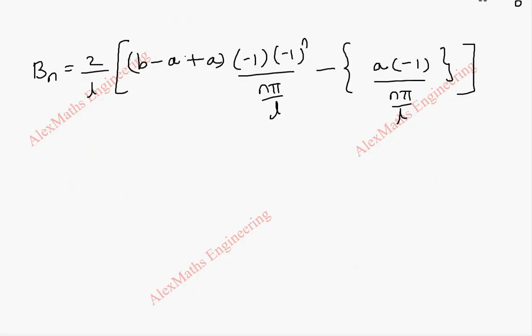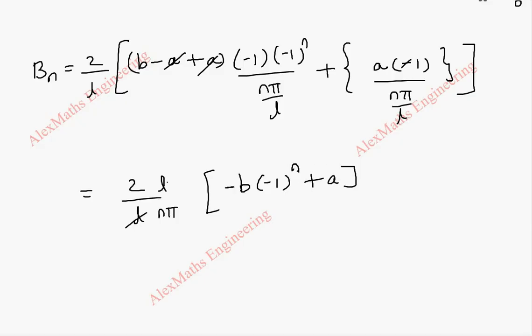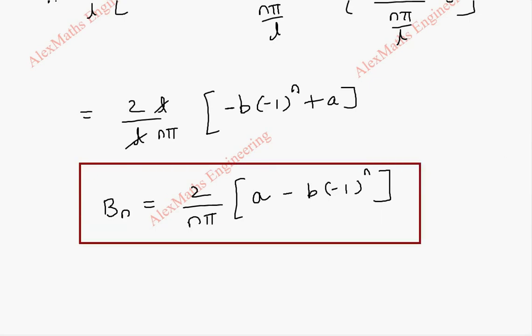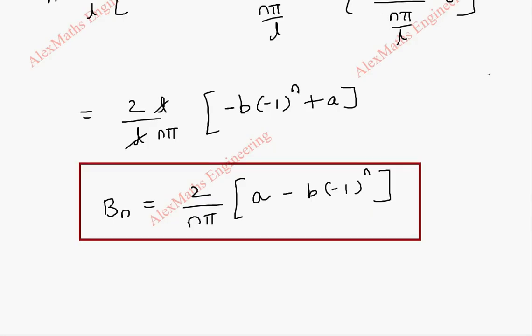And the common denominator we can take out, and plus a minus a we can cancel. So 2 by L, we can take n pi by L, and that L I can carry to the numerator. So this is b, there is a minus sign, so minus b, then minus 1 whole power n. After cancelling this, we can just rearrange the terms. Finally, Bn is 2 by n pi, and let's write the first positive term a, then minus b times minus 1 whole power n. This is the value of Bn, and we have to substitute this in our solution.